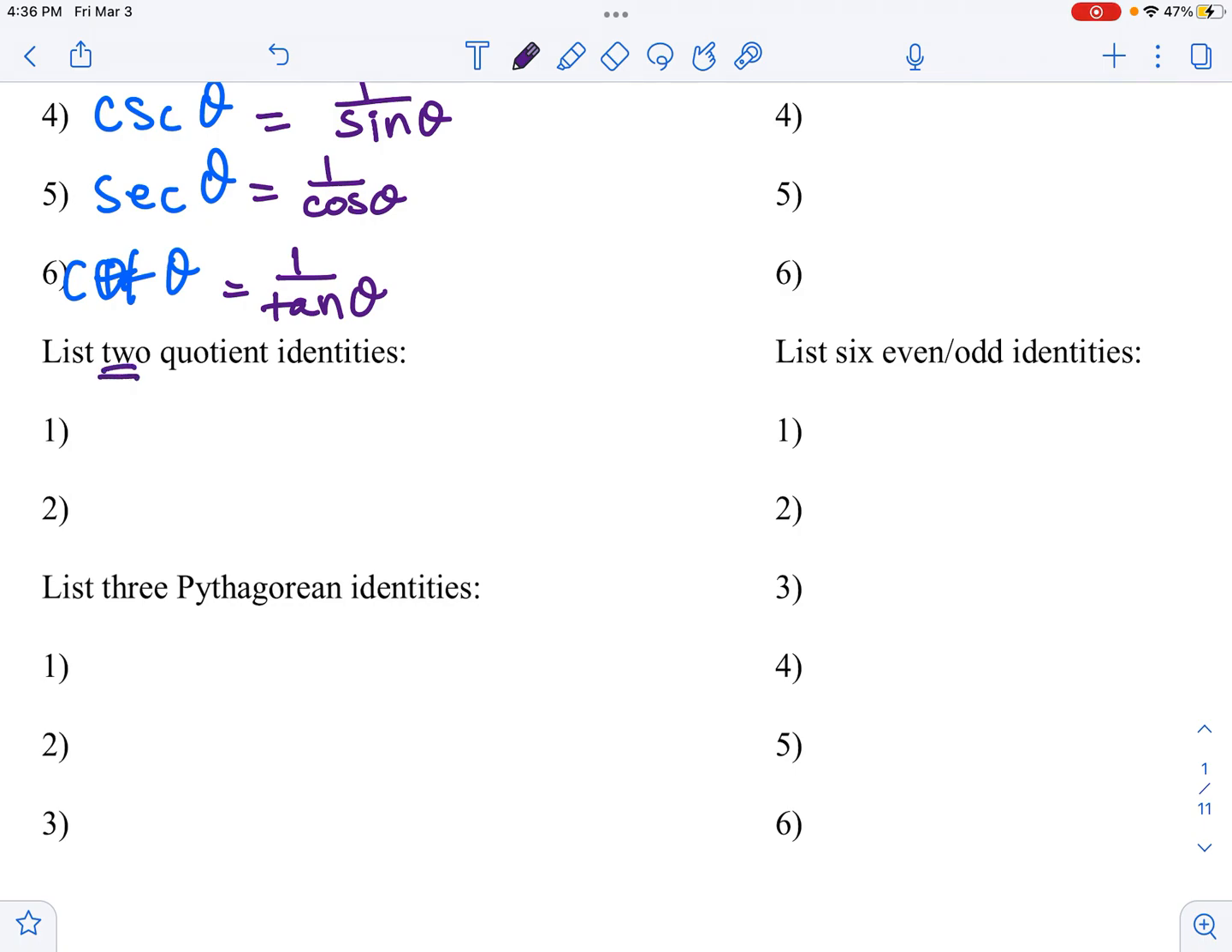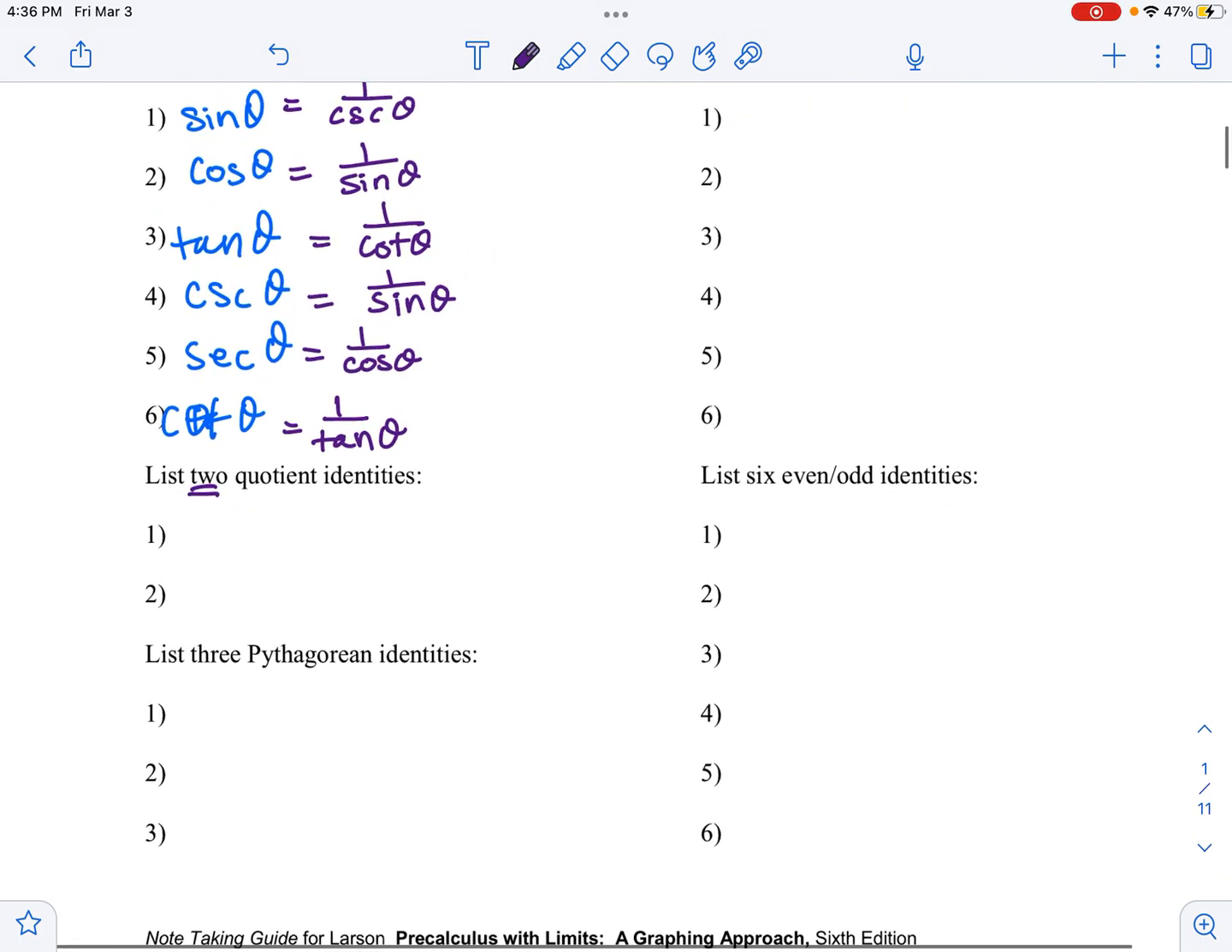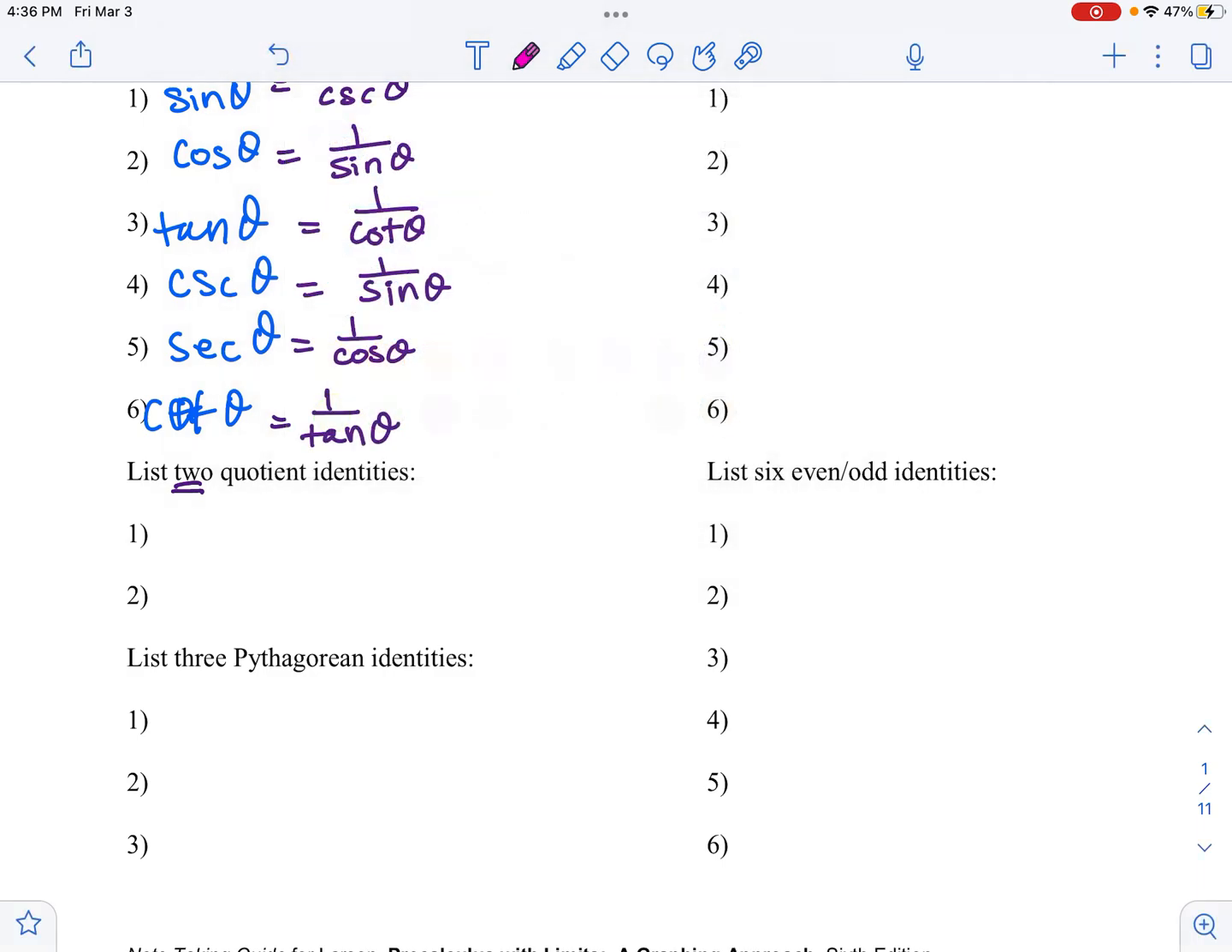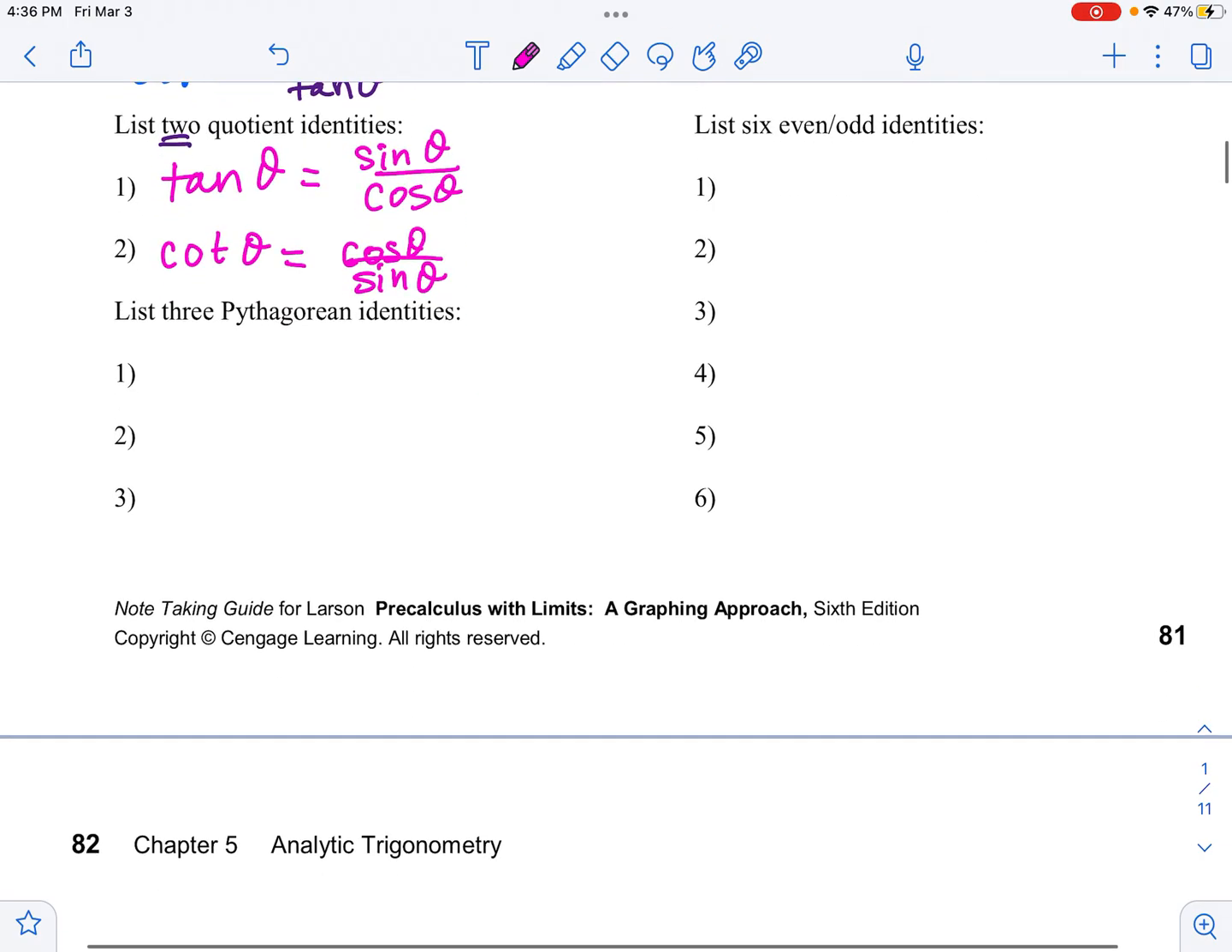There are 2 that also have quotient identities, and those are tangent and cotangent. And a quotient means that it's 2 functions being divided. So that's sine over cosine for tangent. And cotangent is the reciprocal of it, which is cosine theta over sine theta. And there are 3 Pythagorean identities. One we talked about in class today, we discovered, was sine squared theta plus cosine squared theta equals 1.